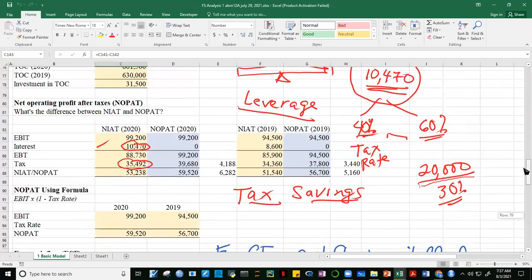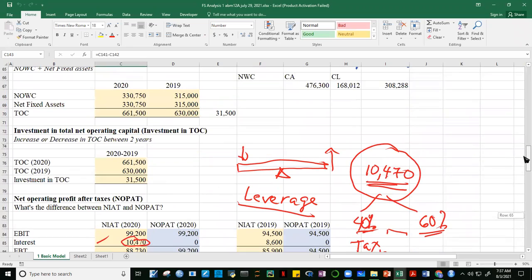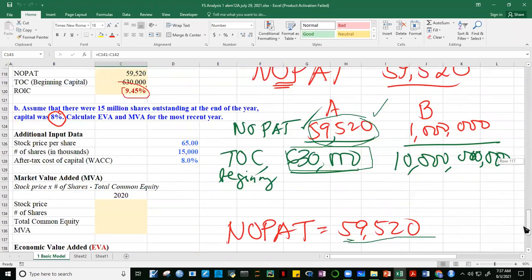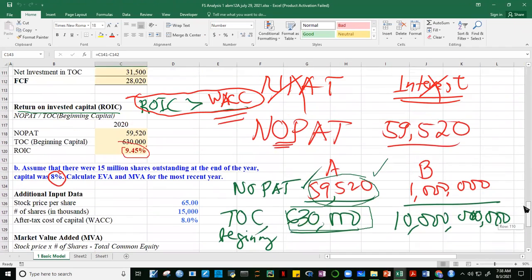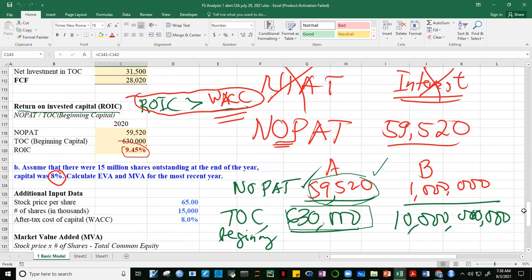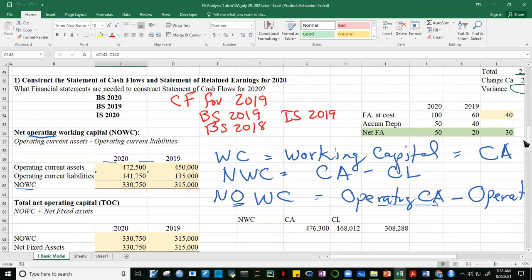We learned how to compute some measures that are important to determine if the firm is creating value. Bottom line, class, is that we would like to compute for economic value added, market value added, and return on invested capital. These are three measures that we want to determine using other measures as well. And ROIC tells us if the firm was able to create value for the investors based on the operating capital that was provided to them, and also compared with the weighted average cost of capital.